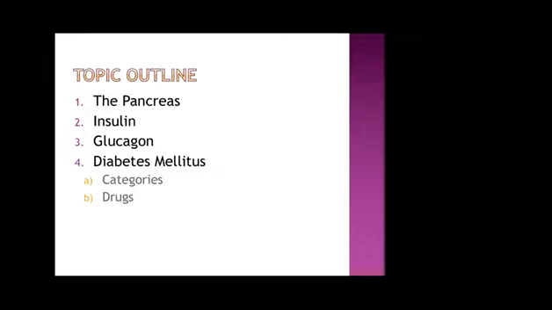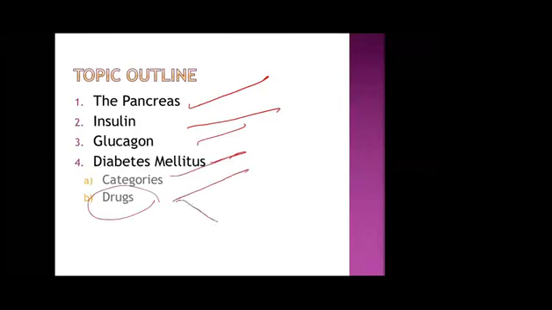So let's double check if we were able to accomplish the outline. We finished discussing the pancreas and the hormones secreted by it, insulin, the effects of insulin, regulation of secretion, glucagon, DM, and the 4 categories. For drugs, what two groups did we discuss? Number 1 is insulin, and then collectively we have the OHAs.